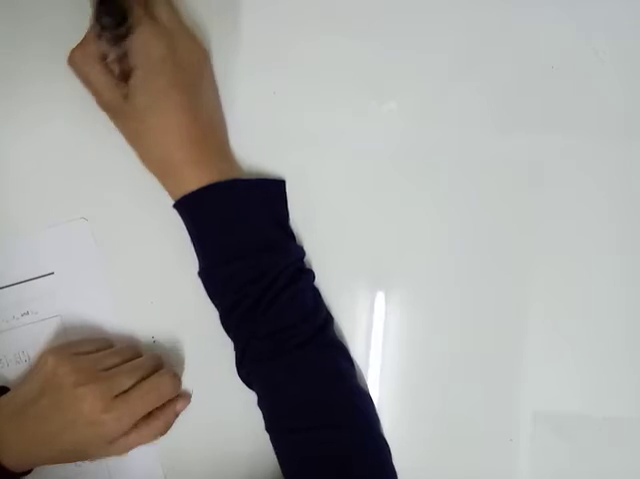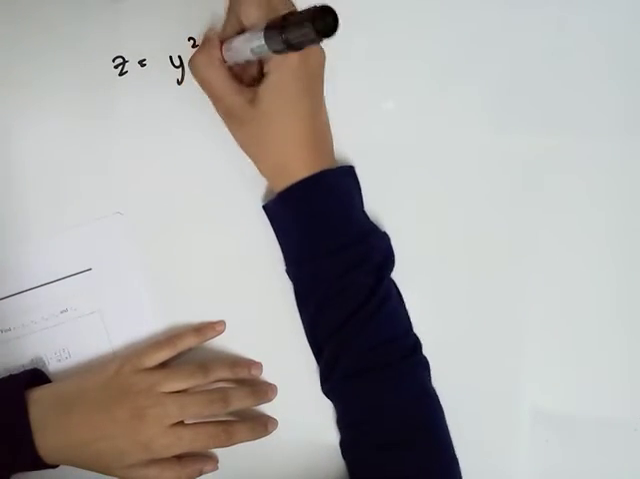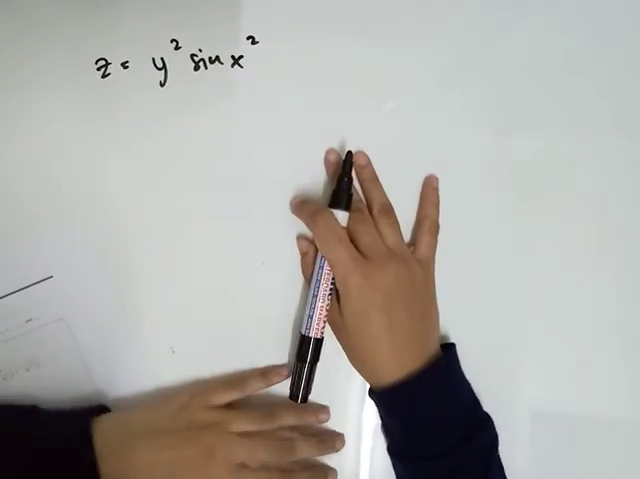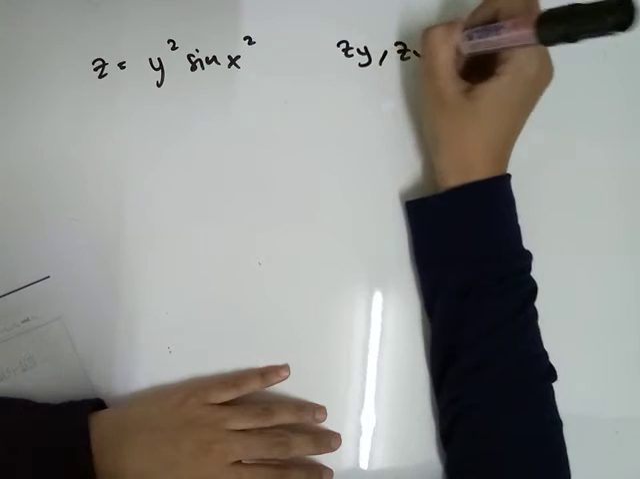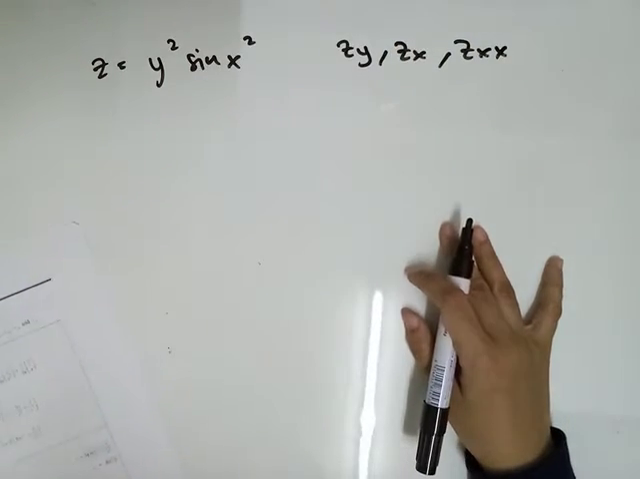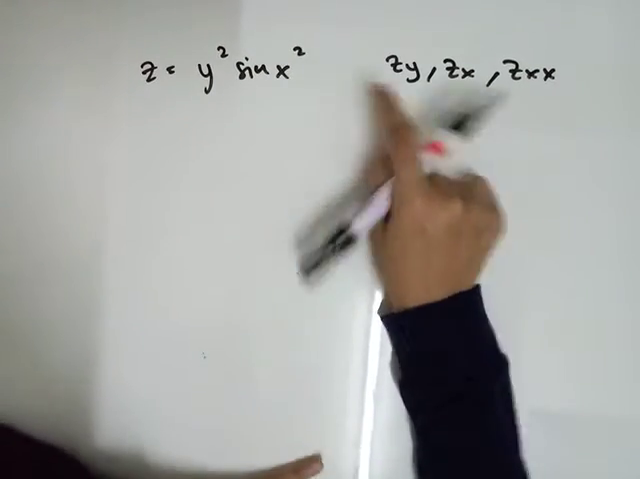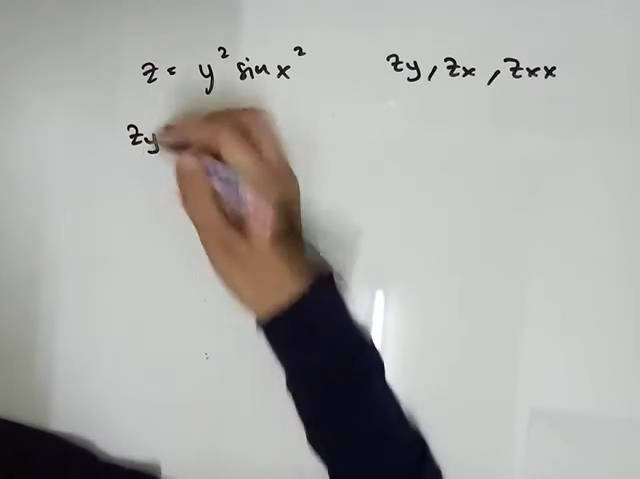Example 5.4. Let's say we have z equals y squared sine x squared. We need to find zy, zx and zxx. So to find zy, the partial derivative with respect to y.